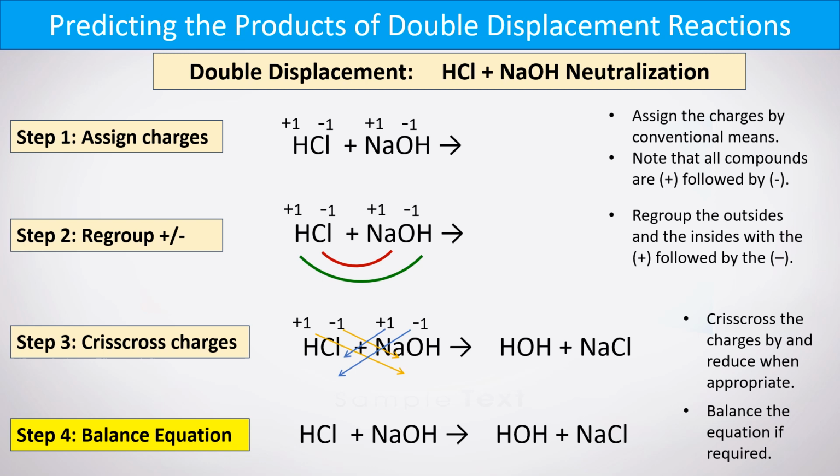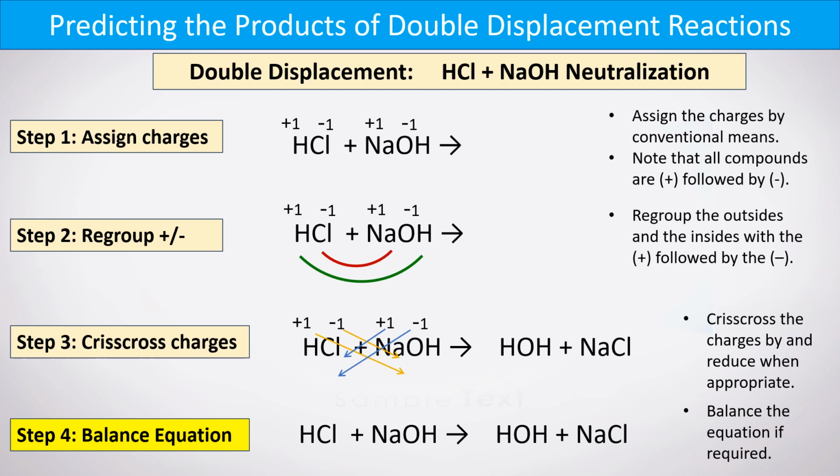Note that all compounds start with the electropositive part first. It's always plus minus when we have compounds. Step 2, regroup according to your plus minus. Group the inside elements and the outside elements. And remember to place the positive element first, or whatever the positive species is, place it first. So regroup these for the inside outside, again following the plus minus convention.